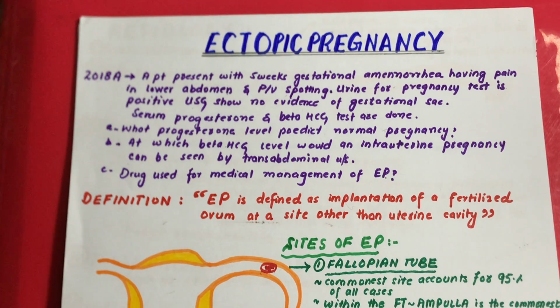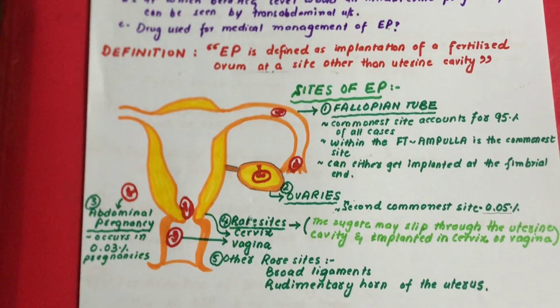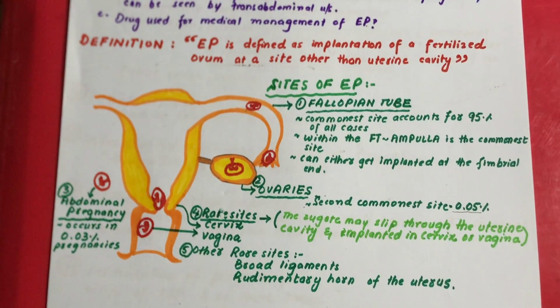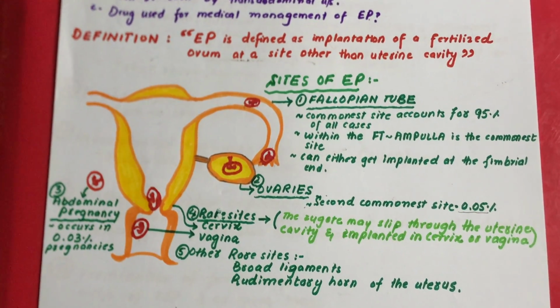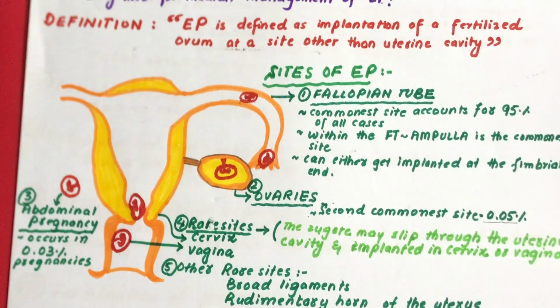So what is ectopic pregnancy? Ectopic pregnancy is defined as implantation of a fertilized ovum at a site other than the uterine cavity. Okay, when the implantation has occurred at a site which is not the uterine cavity, that type of pregnancy is known as ectopic pregnancy. Here focus on the diagram.